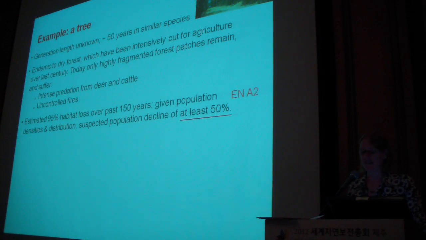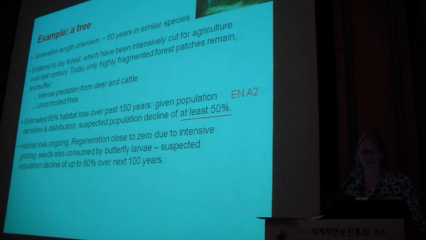So in this case, we're assessing the species as endangered under criterion A2. Now the reason for this is because the threats are continuing. They haven't stopped. There's no control of the fires. There's no control of the browsing from the livestock. Habitat loss is ongoing. Regeneration of this species is close to 0 because of the intensive grazing. Seeds are also consumed by butterfly larvae. Suspected population decline of up to 80% over the next 100 years.